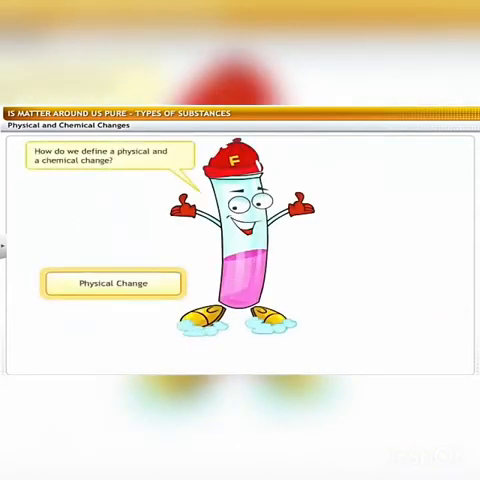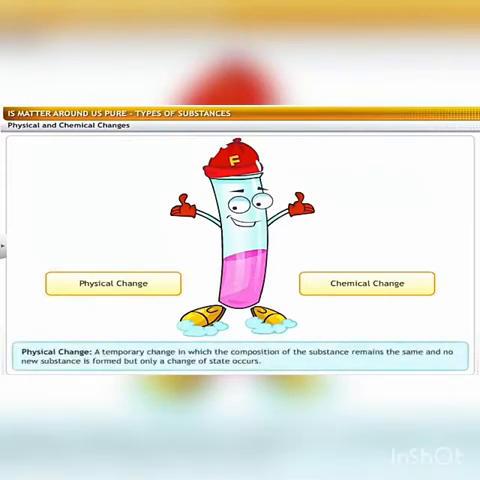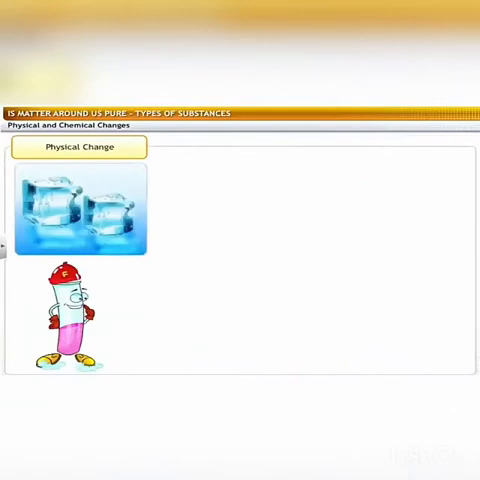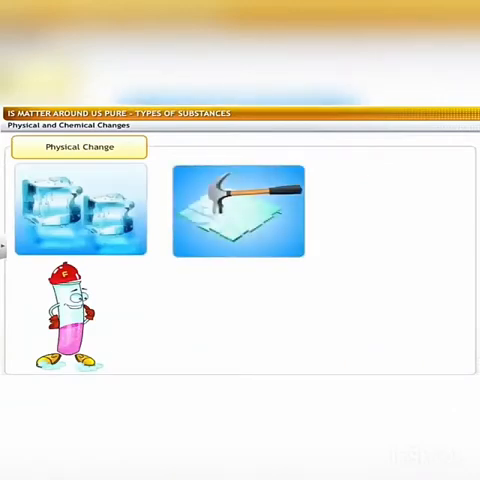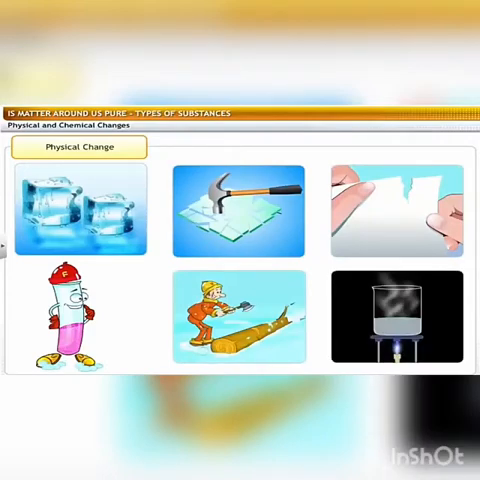How do we define a physical and a chemical change? After observing the experiment, we can define a physical change as a temporary change in which the composition of the substance remains the same and no new substance is formed, but only a change of state occurs. Melting of ice, breaking of glass, tearing of paper, cutting of wood, and changing of water to water vapor are examples of physical change.